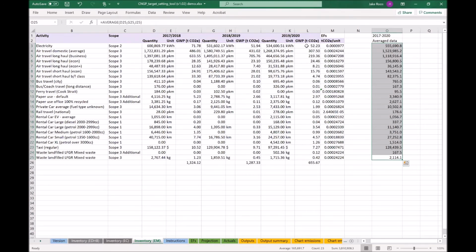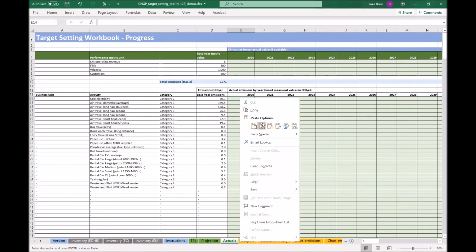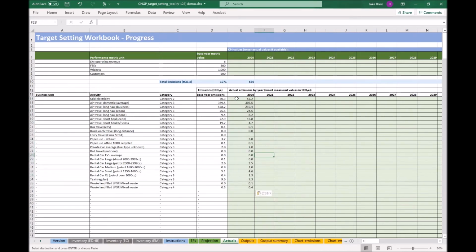So here is the data we want for 2019-2020 emissions results. So we'll copy those across and drop them into actuals here. There we go. And so we can see that the average of the last 3 years is 1,071 tonnes of emissions, but the 2020 year on its lonesome is 656.